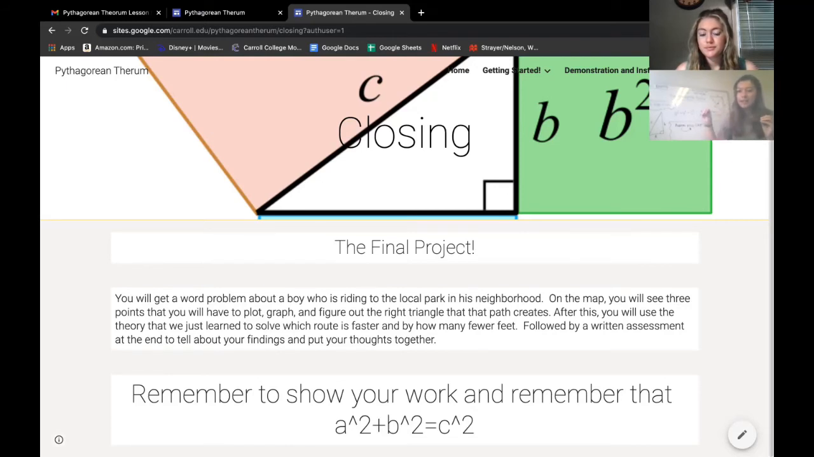So you're going to get 3 side lengths. You're going to put them into this equation. You're going to solve, showing your work. And then at the end, we're going to follow it with a written statement and assessment to tell you about your findings so that we can see how you use our new theorem. So remember to show your work and that a squared plus b squared equals c squared.